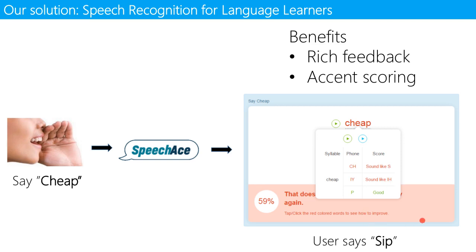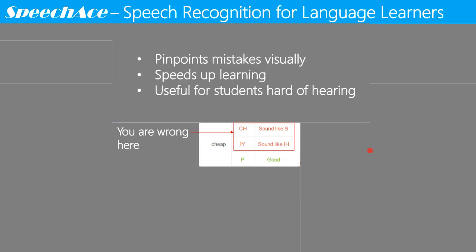As you can see in this example, the user was supposed to say "cheap," but they said "sip" instead. So we say that your CH sound is sounding like an S and your IY is sounding like an E. So this is our way of doing speech recognition for language learners. Now, being able to do this has tremendous benefits.